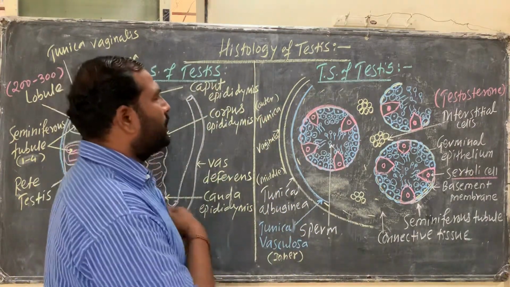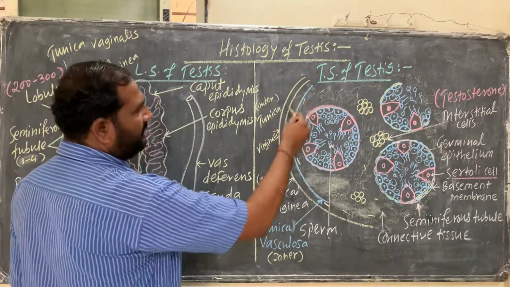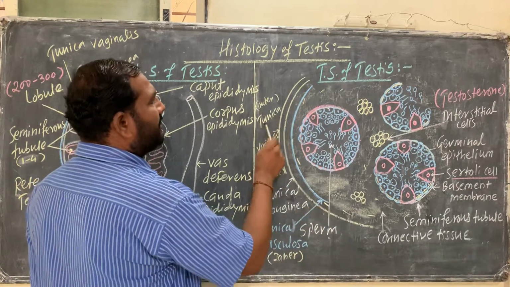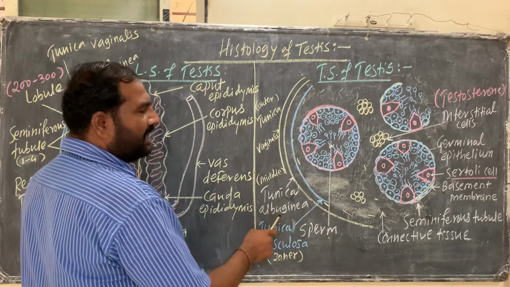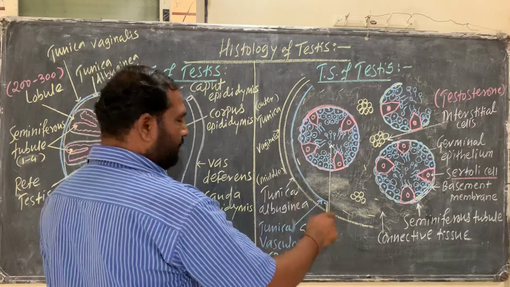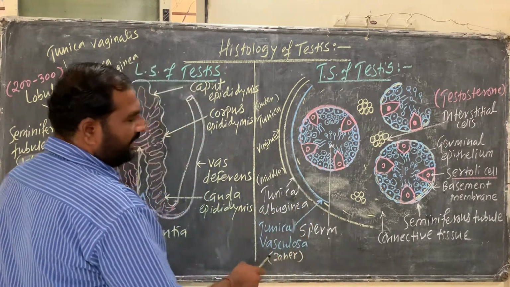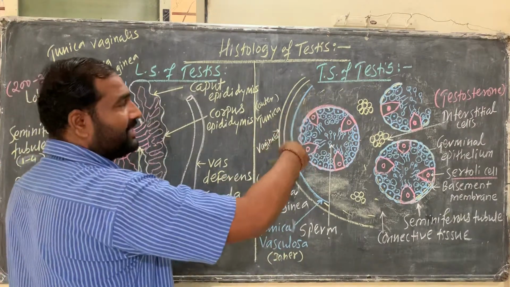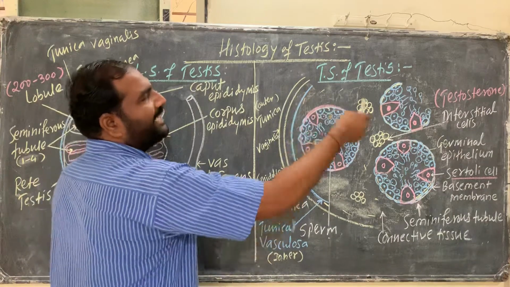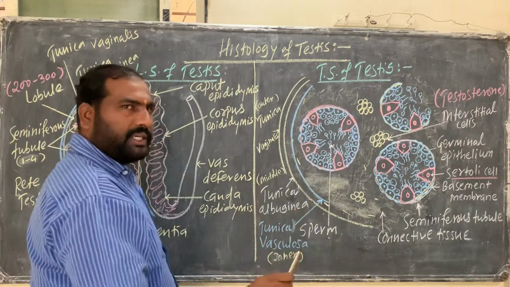What is that thick coat? Here the outer one is called the tunica vaginalis. The middle one is the tunica albuginea, and the innermost layer is called the tunica vasculosa. So these are the three layers. That means testes are located in those three layers. It is a coating, it is a cover.